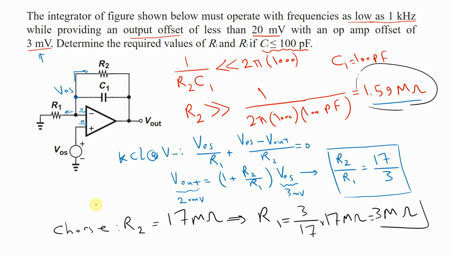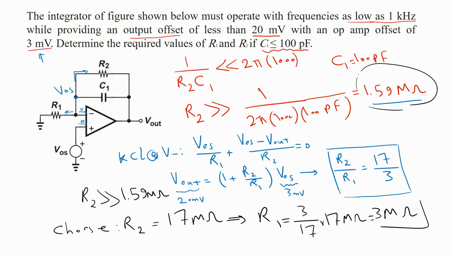R2 must be much greater than 1.59 mega ohm for the consideration of this 1 kilohertz frequency. So not anything near this value, because it must be much greater, maybe 10 times this value, maybe 15 mega ohm. That's the answer for this question.